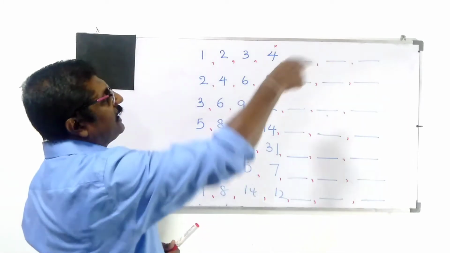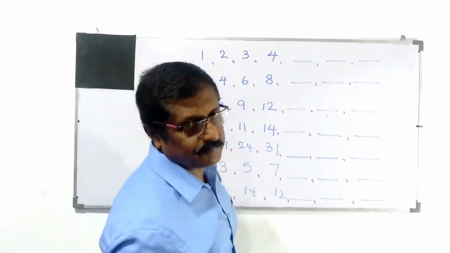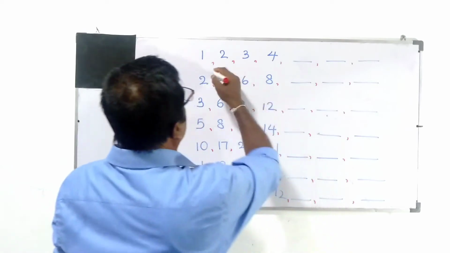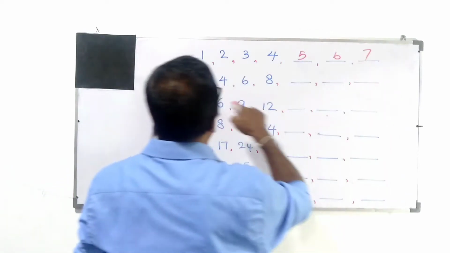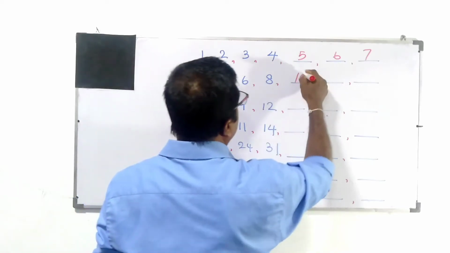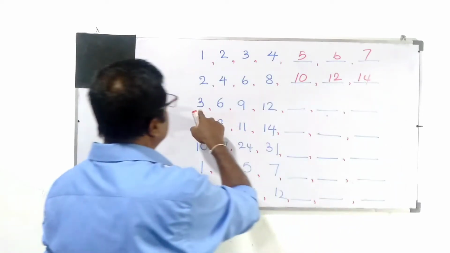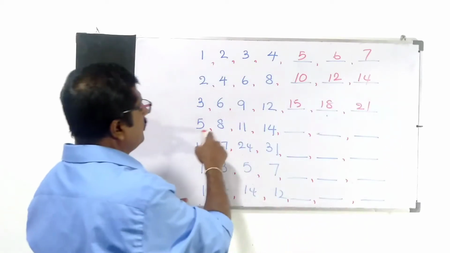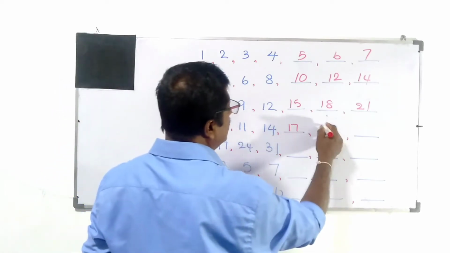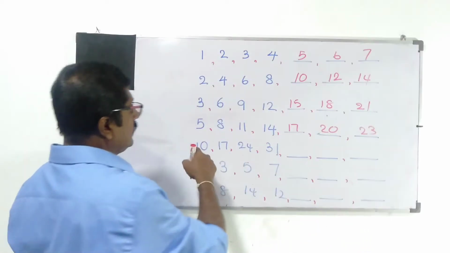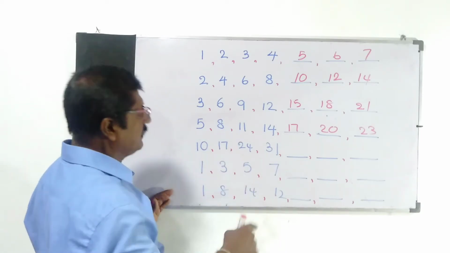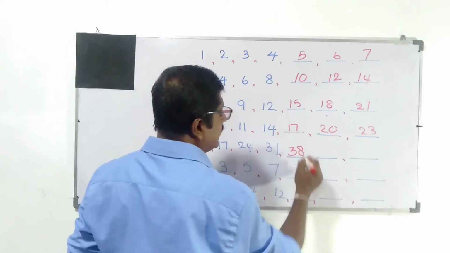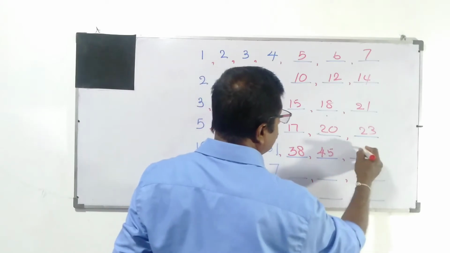Okay, then we can write the next terms. If there is a pattern, we can write the next terms. 1, 2, 3, 4, 5, 6, 7. 2, 4, 6, 8, 10, 12, 14. 3, 6, 9, 12, 15, 18, 21. 5, 8, 11, 14, 17, 20 and 23. 10, 17, what's the difference? 7. 24, 31 and then 38 and 45, 52.